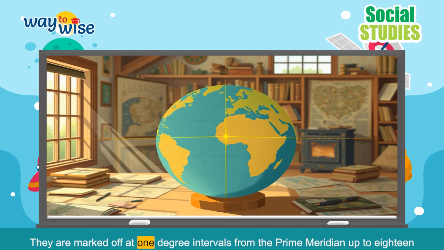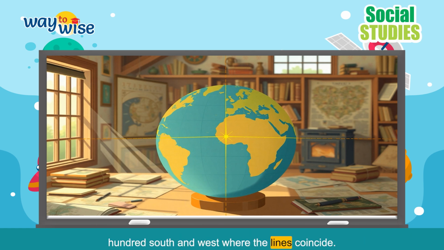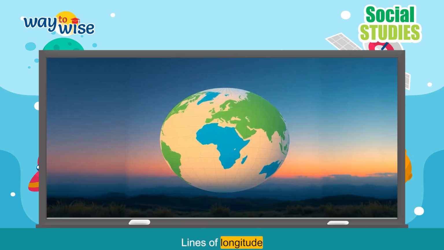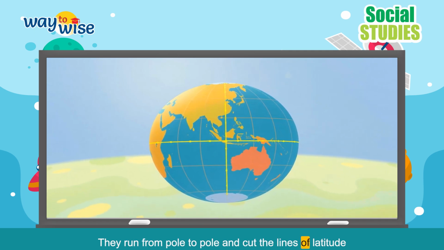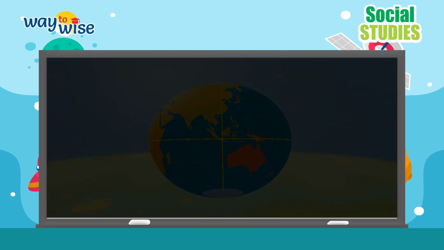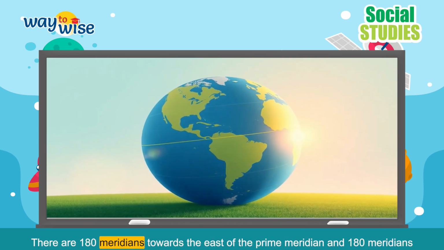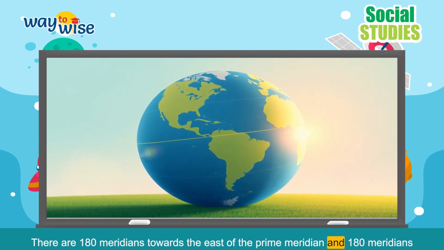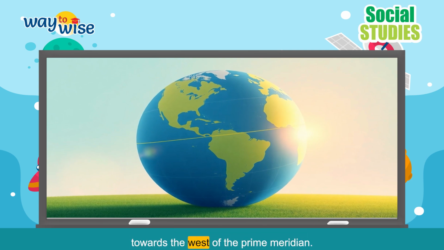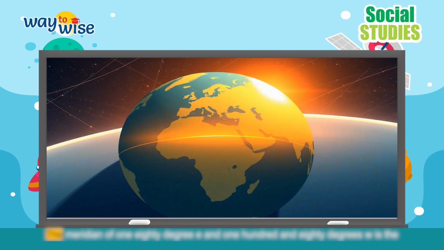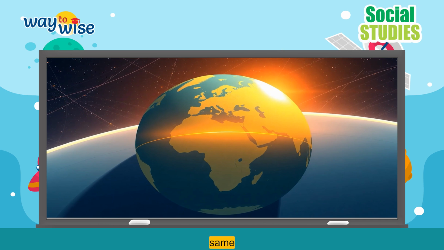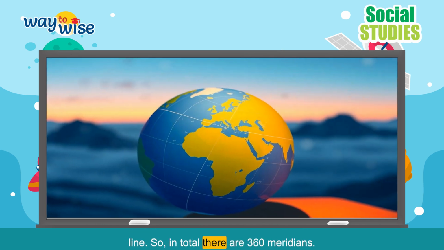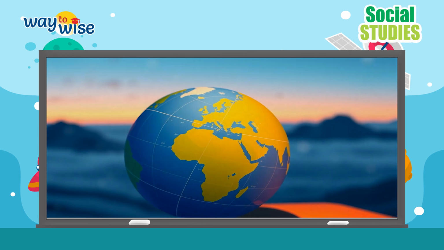They are marked off at 1 degree intervals from the prime meridian up to 180 degrees east and west, where the lines coincide. Lines of longitude are not parallel. They run from pole to pole and cut the lines of latitude at right angles. There are 180 meridians towards the east of the prime meridian and 180 meridians towards the west of the prime meridian. The meridian of 180 degrees E and 180 degrees W is the same line. So, in total there are 360 meridians.